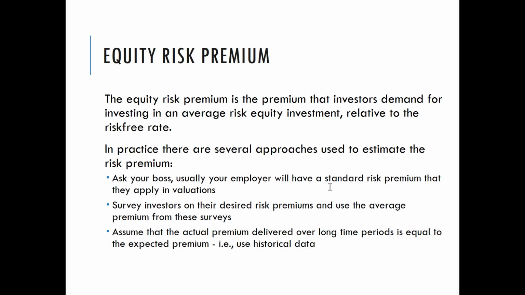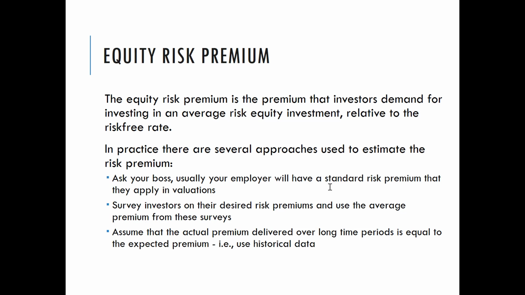The second thing that we need to estimate for our cost of equity equation is the equity risk premium. The equity risk premium is basically the premium that somebody expects for investing in an average risky equity investment. Because technically speaking, if somebody knows that they can get 4% by buying a government bond that's risk-free, how much extra do we need to pay them in order for them to give us money to invest in our firm? That's what the equity risk premium is trying to help us determine. So again, it's the premium that investors demand for investing in an average risk equity investment relative to the risk-free rate.